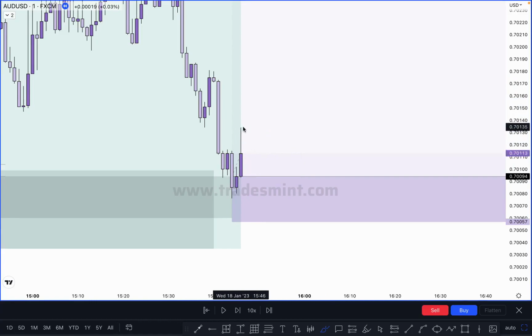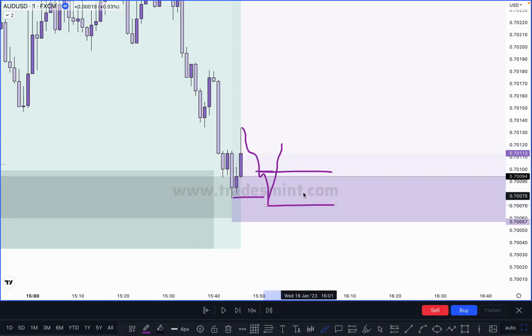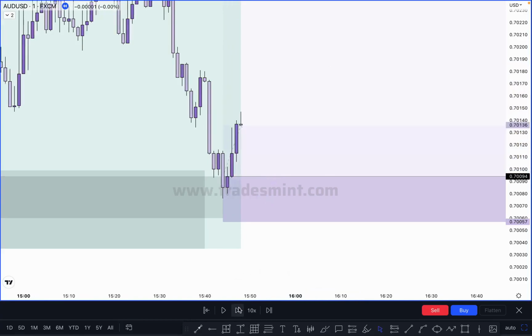And one more possible scenario is here. If the market pushes downside and breaks this low and again continues going higher, and this candle closes above it, then definitely you can buy here, something like this. Let's see what happened next here. Okay, the next candle closed above it.